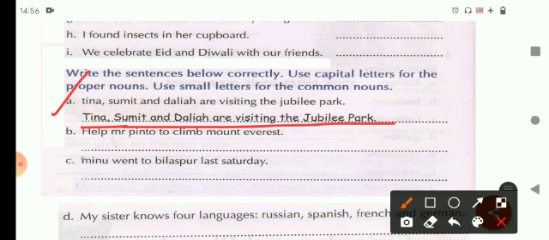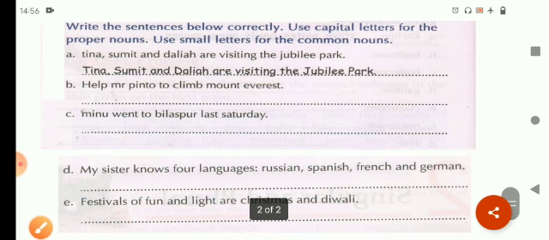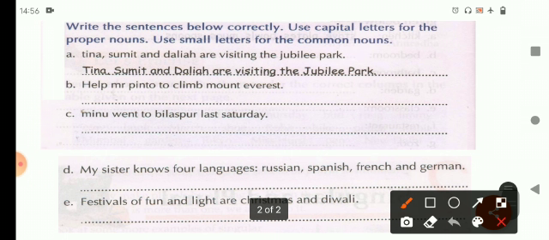Now in the similar way, you have to do rest sentences. Take the help from the first one and complete the rest one. Now help Mr. Pinto to climb Mount Everest. So here, what are the proper nouns? Mr. Pinto, you have to write with capital letter. Mount Everest, proper noun. This will be also written with the capital letter.